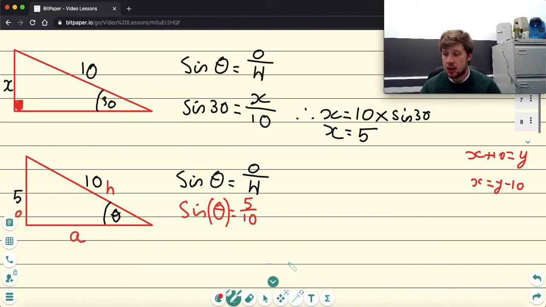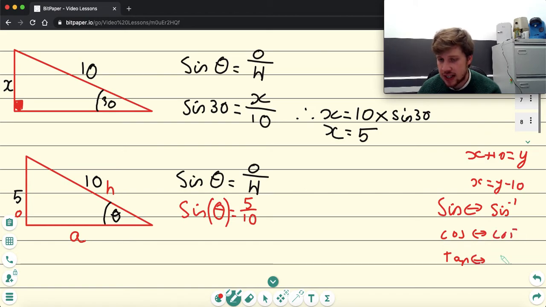On your calculator, if you press the shift button or the second function button, you will be able to find the inverse operation for sine. You will see that there's a button for sine, and when you shift-click it, we get sine to the negative 1. That is the inverse operation. We also get that for cos and tan. They both have inverse operations, which are cos to the negative 1 and tan to the negative 1.